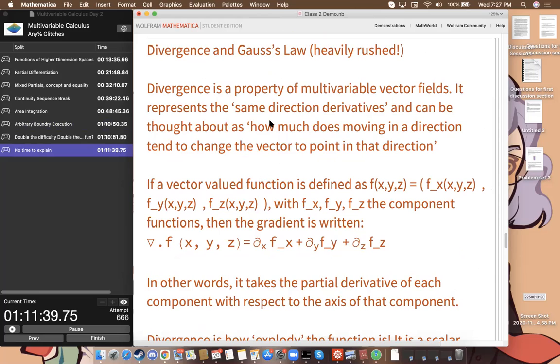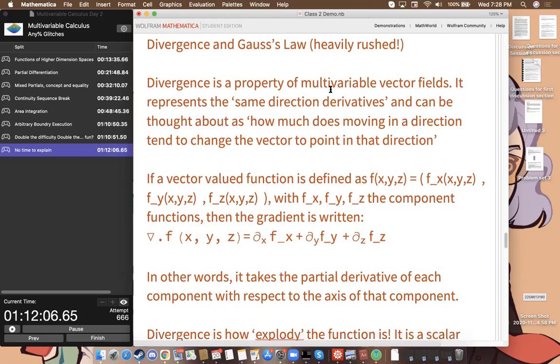And it's sort of like a combination of the same-direction derivatives. And what do I mean by that? I basically mean, if I move in the plus x direction, how much does my x vector component increase? If I move in the y direction, how much does my y vector component increase? Basically, if I move in a direction, how much does my vector increase in that direction? And so it's defined like this. So we write the gradient as this upside down triangle dotted, this should be a central dot. This should be like a dot product dot, but I can't make that work too well in Mathematica because I'm bad.